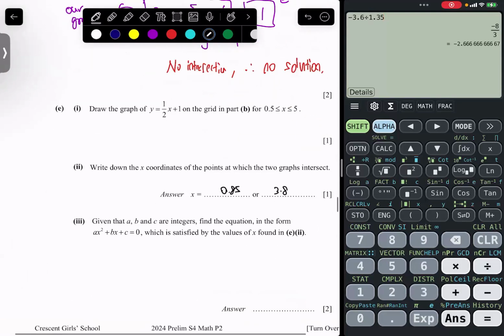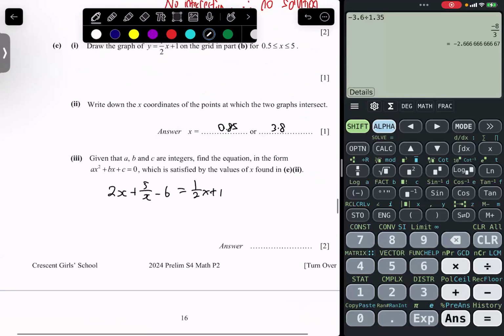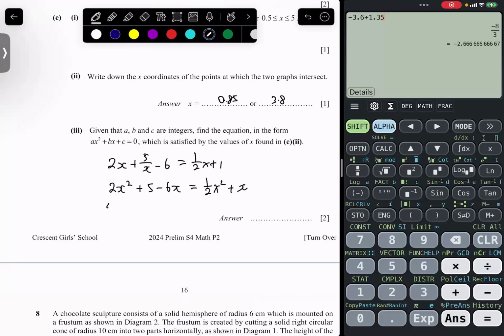So 2x plus 5 over x minus 6 equals half x plus 1. Cross multiply, I will have 2x squared plus 5 minus 6x equals half x squared plus x. Then multiply by 2: 4x squared plus 10 minus 12x equals x squared plus 2x. Switch everything to one side: 3x squared minus 14x plus 10 equals 0.